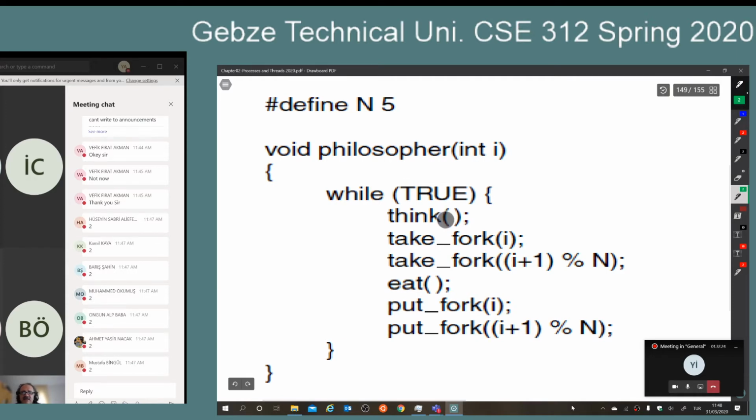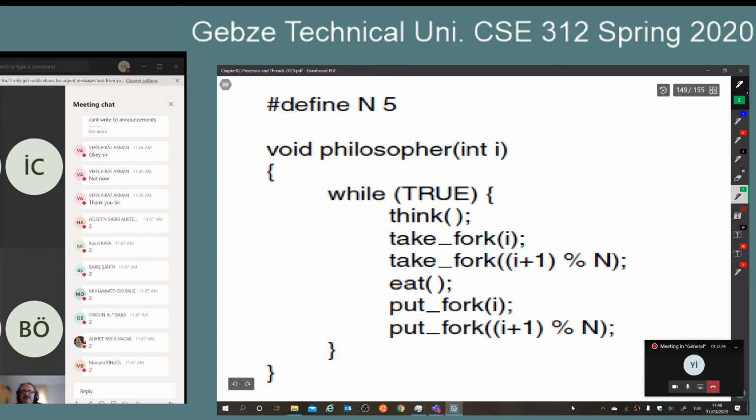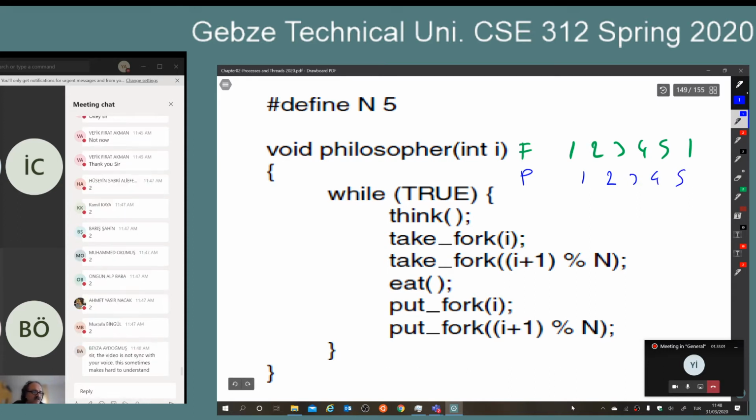I am not hungry, but when I am hungry, when I like to eat, I will take fork number I, and I will take fork number I plus 1 modulo n, so that it goes like 1, 2, 3, 4, 5, and 1 again. So these are the forks, and these are the philosophers. So philosopher number 1 uses fork number 1 and 2. Philosopher number 2 uses fork numbers 2 and 3. 3, 4, 5.